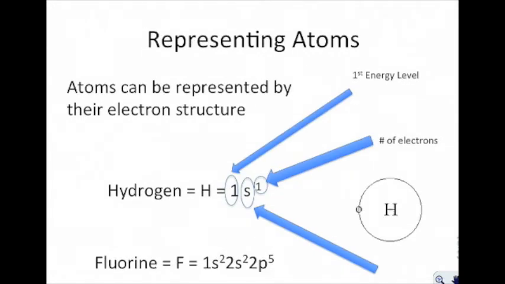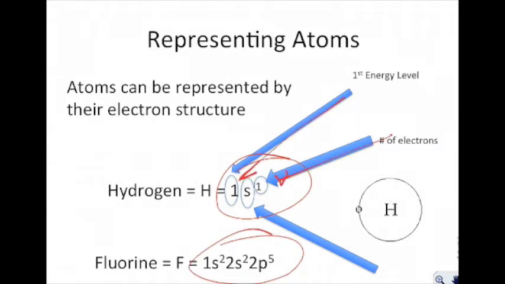Representing atoms. You should be familiar with the idea of electron configuration from first year chemistry. You should be able to take this right here and say it's the electron structure of hydrogen, or take this and tell me it's fluorine. This right here represents the energy level. This is the number of electrons in each orbital.